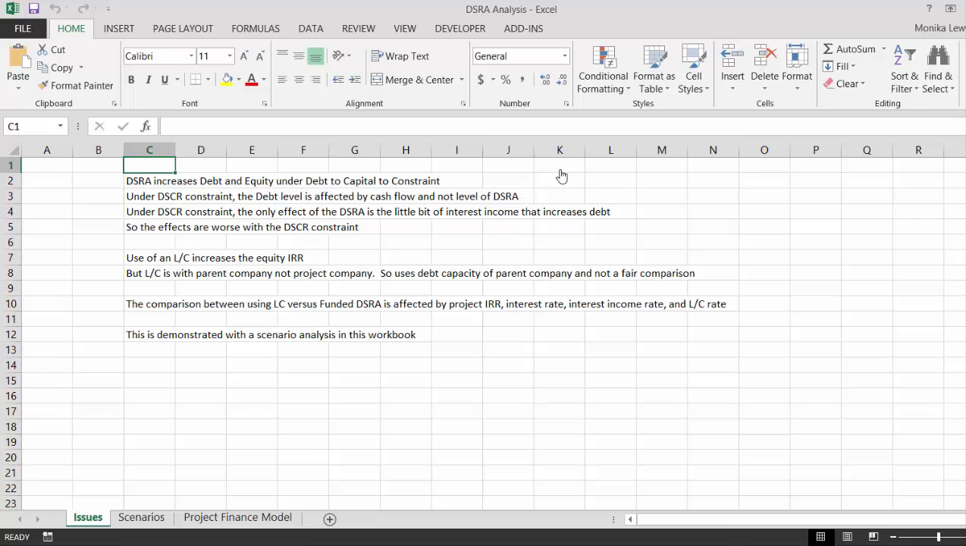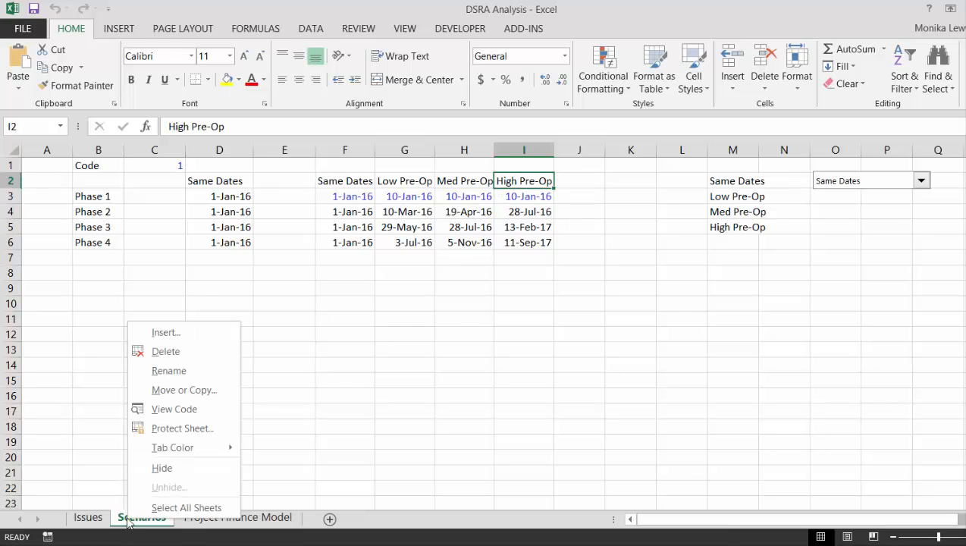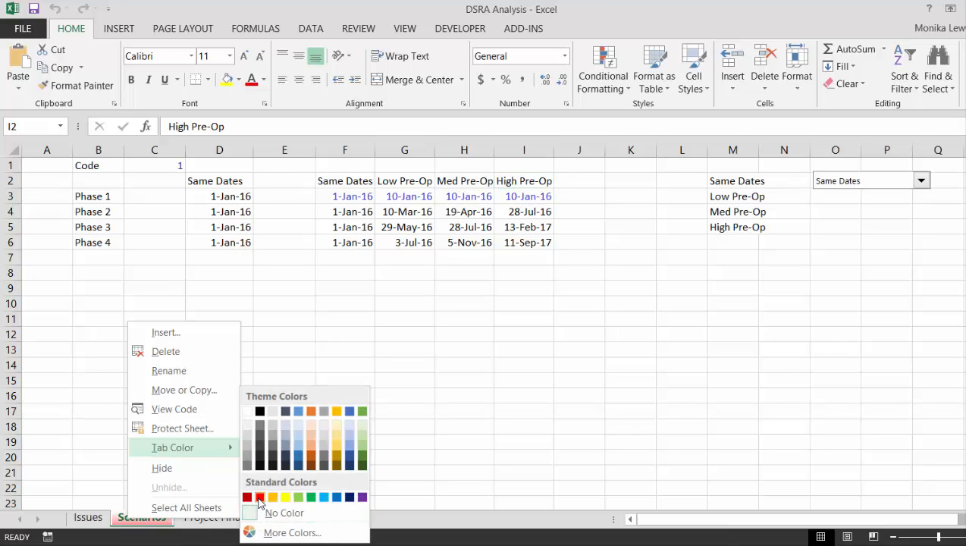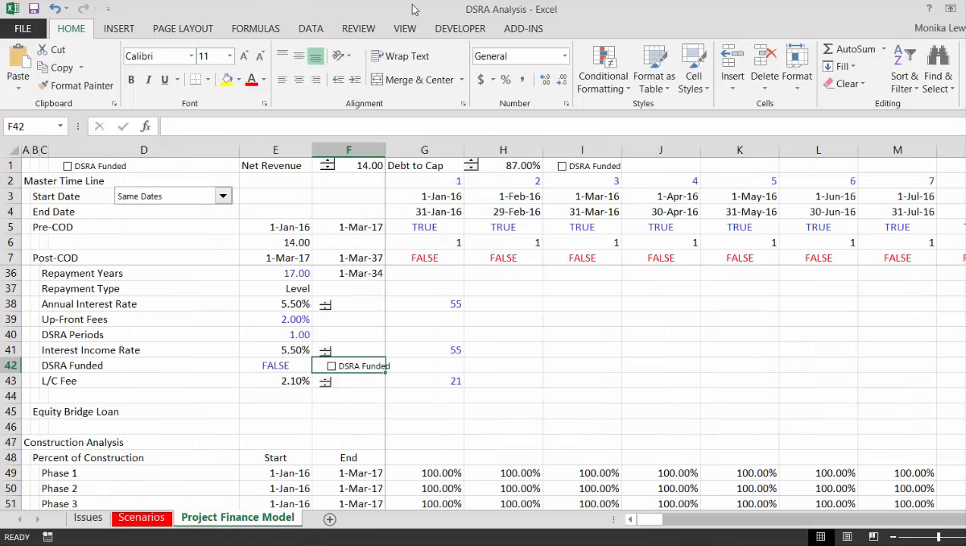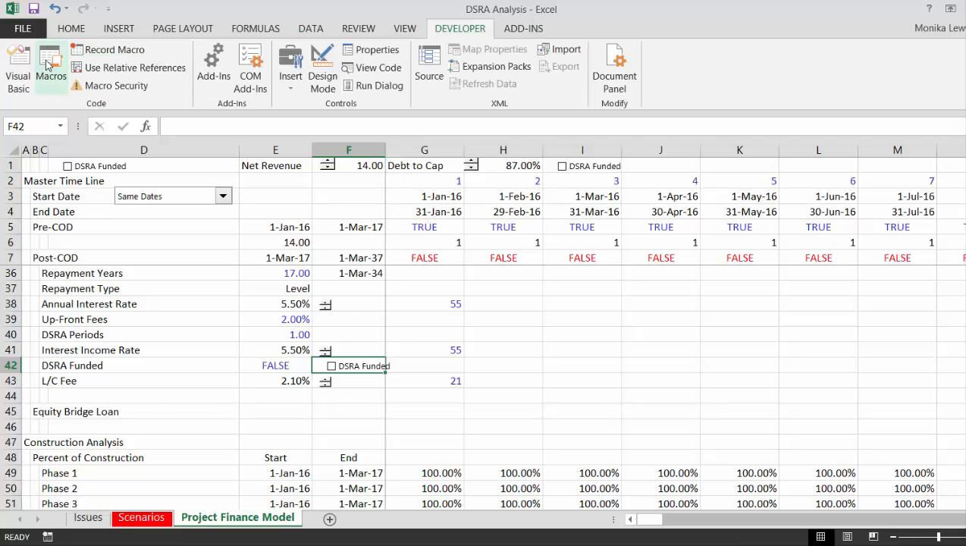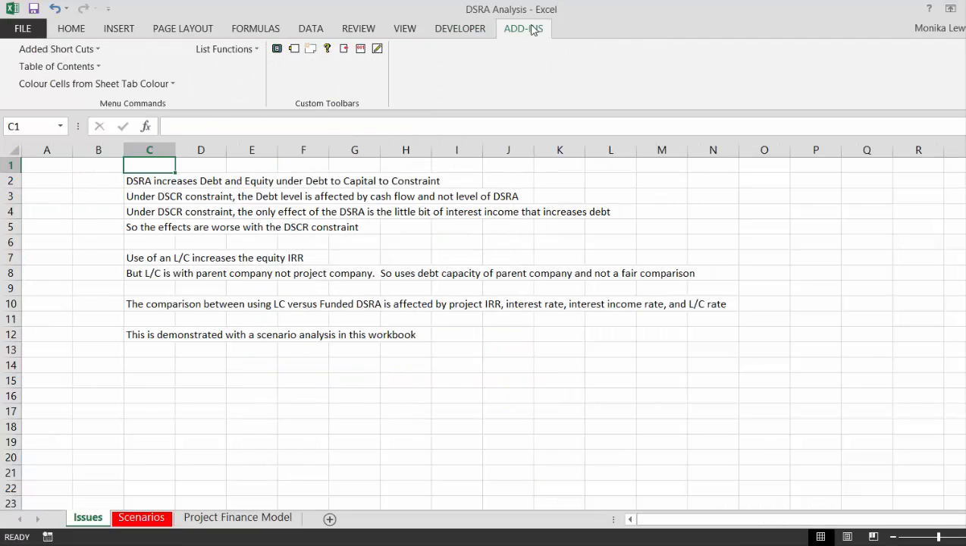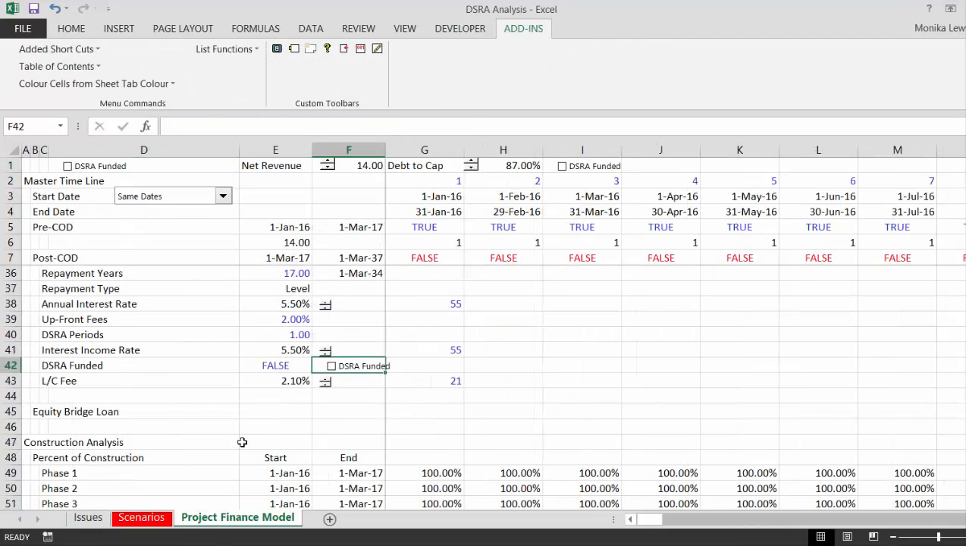So right now, this analysis, and what do we have here? Shift Control C. We have some of the different dates, and I'm just going to remind you that if we make this red and this one, we make the add-ins, and we go to our developer and run the generic macros, and then suddenly the add-ins appear, and then we go to our model, and then we run this tab color.